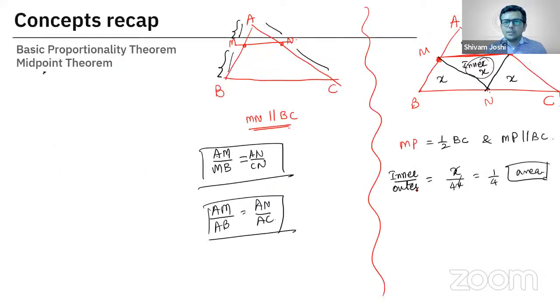Yes, outer itself is the total. So when we say outer triangle, correct, what is outer triangle? Outer triangle is ABC, right? And what is ABC? ABC is 4x. Yes, N was the midpoint here. M is the midpoint, N is the midpoint, P is the midpoint also.